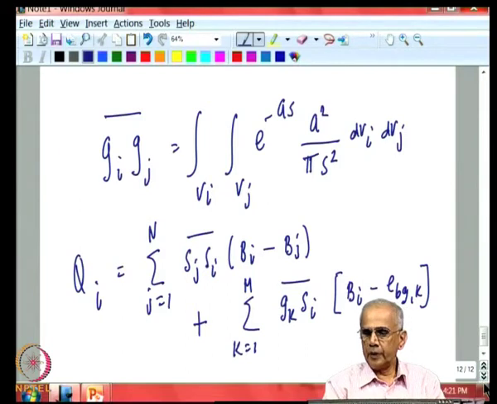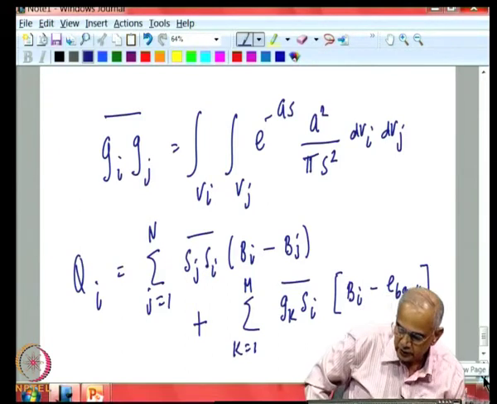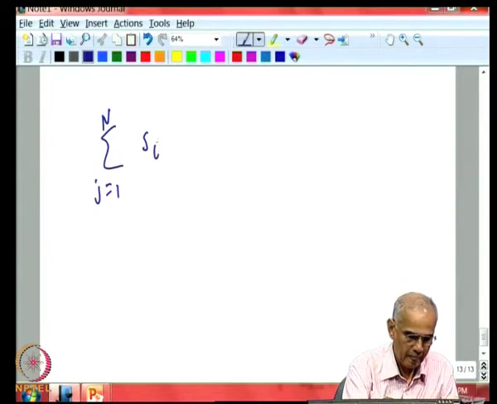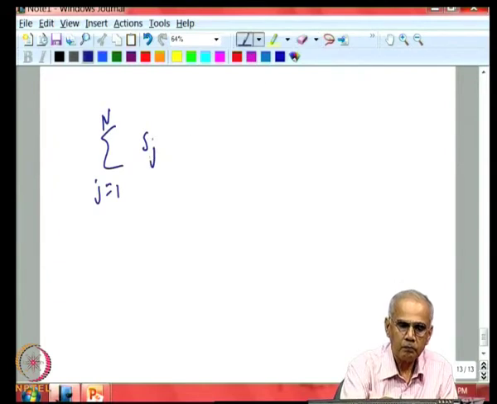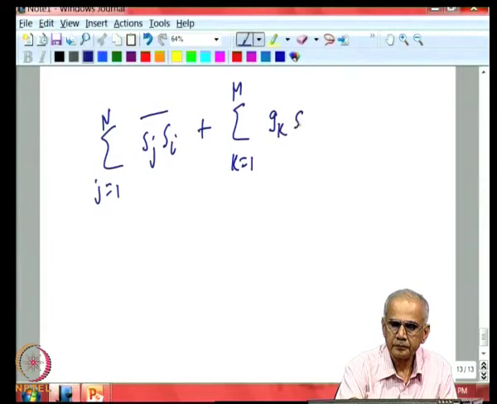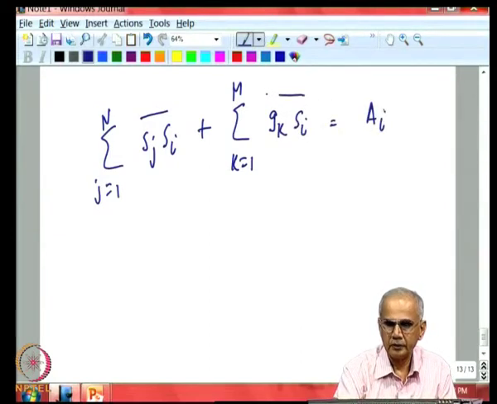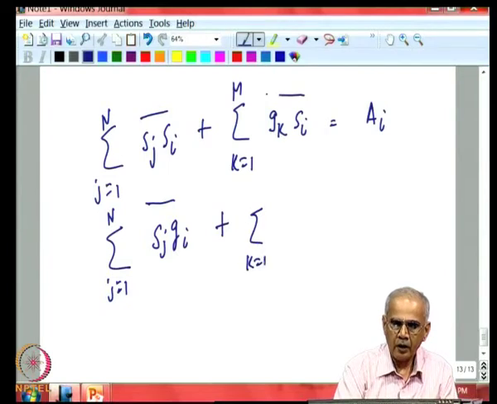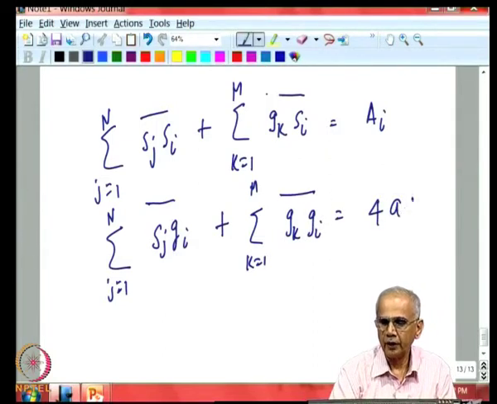And finally, from the energy balance arguments, so this can be taken now, our energy balance will tell us j from 1 to n surface elements plus the m gas elements has to be equal to the area of the surface Ai, and similarly taking all n surface elements and interaction with gas elements and also interaction between all gas elements has to be equal to 4K Vi.